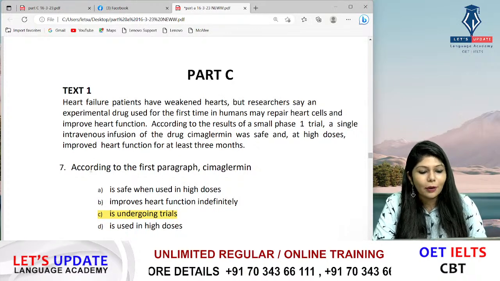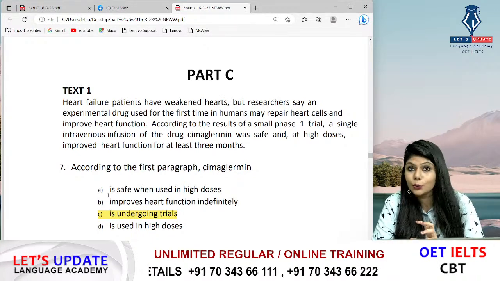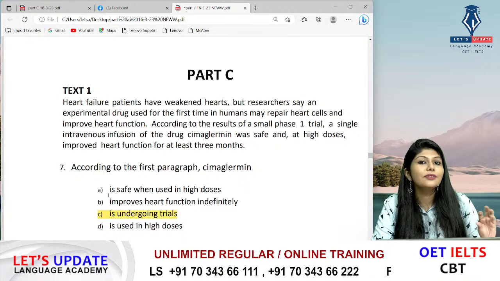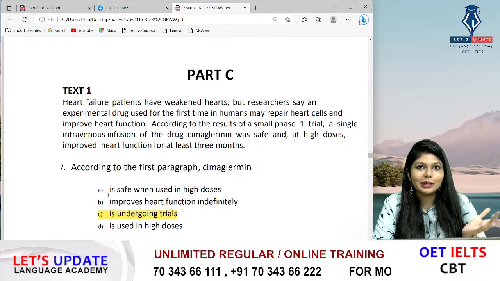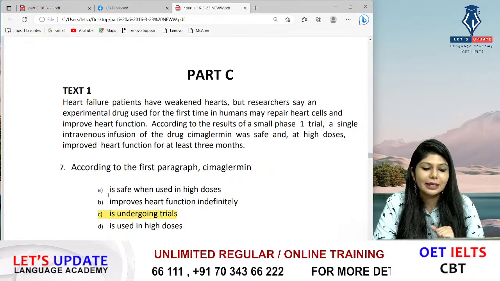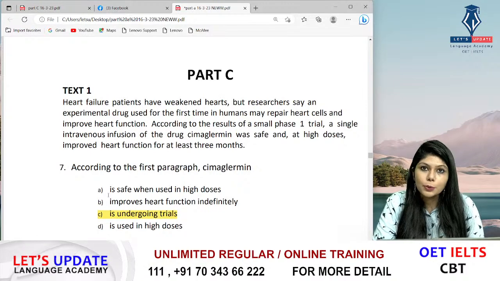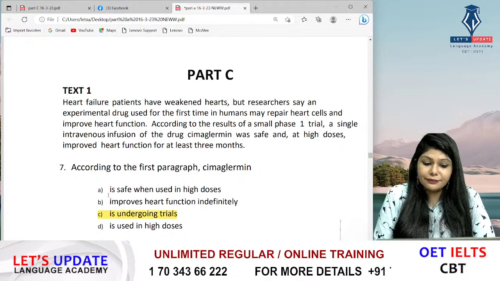What is mentioned in option A is in the present tense, that is, safe when used in high doses. No, we cannot say that. That was just the finding of a phase 1 trial in the past. So you cannot say that it is now safe and can be used in high doses. That cannot be concluded, thereby eliminating option A. Moving to option B, improves heart function indefinitely.